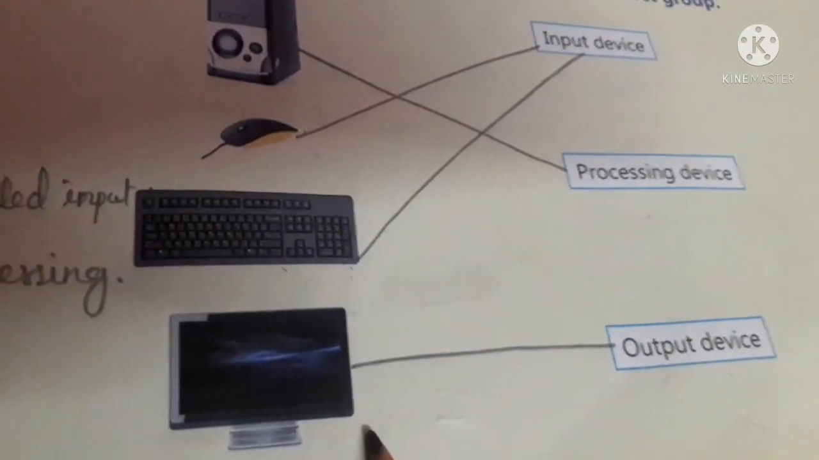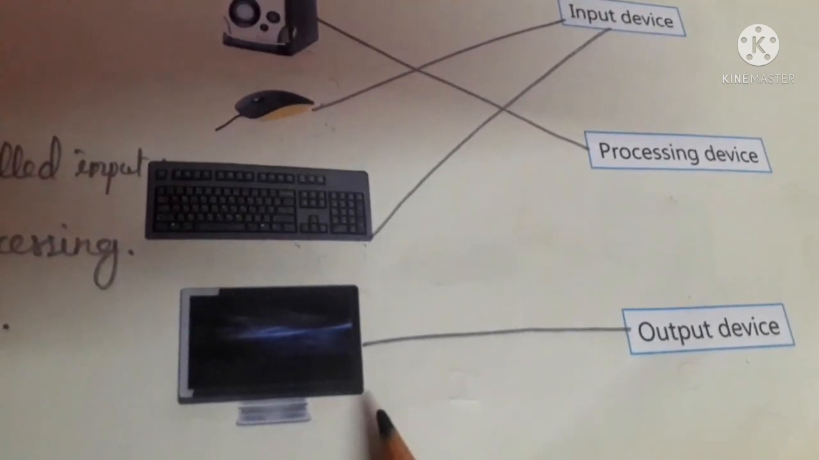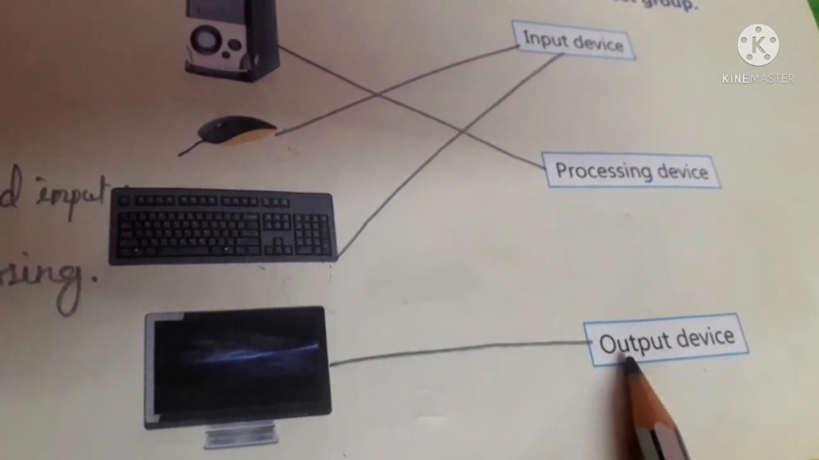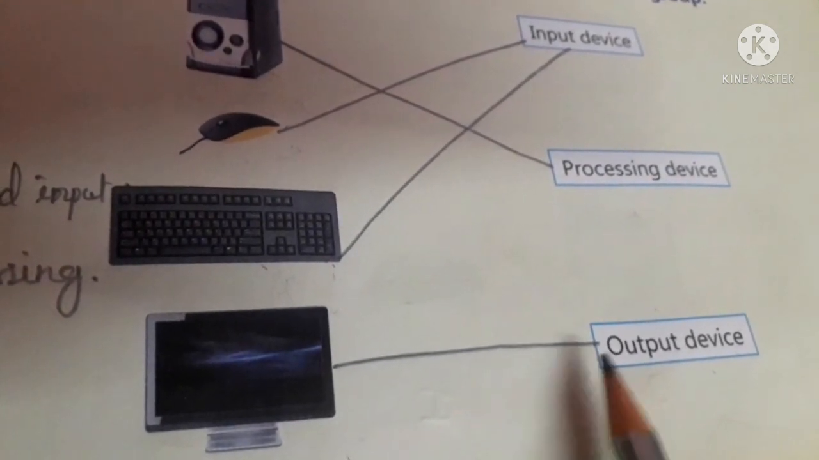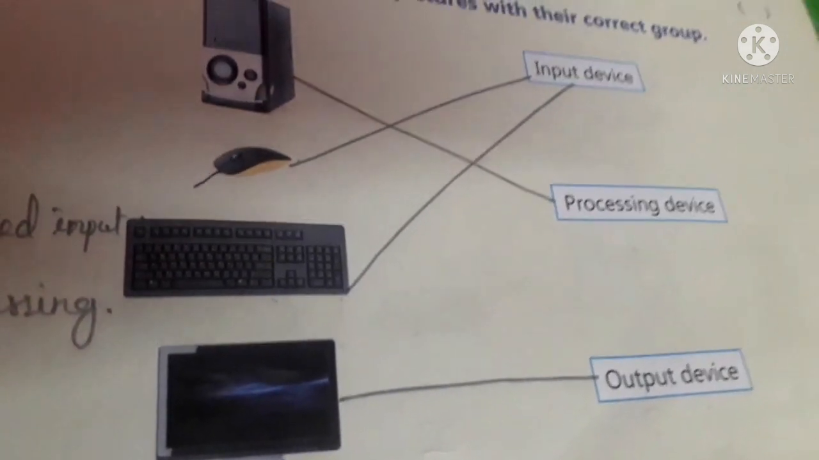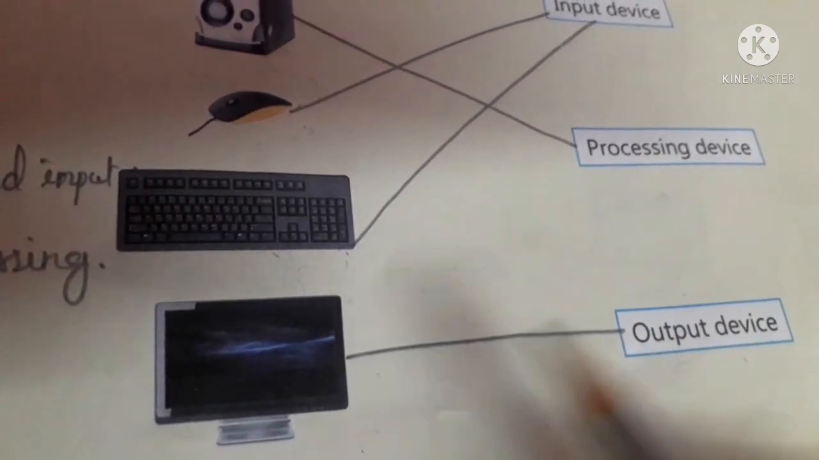Last one, monitor. What type of device is this? Monitor is an output device. It is used to get information from the computer. So monitor is an example of an output device. Draw one line from here to there.